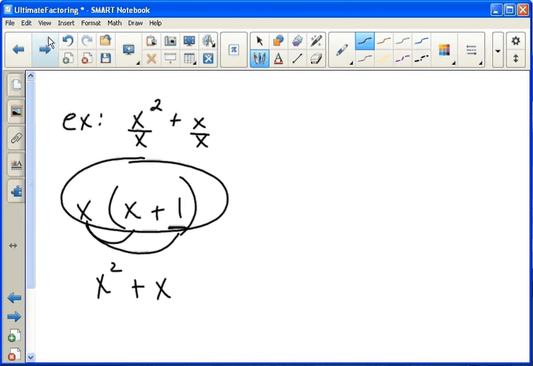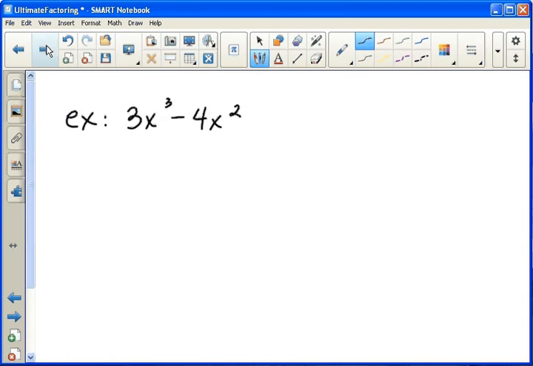Next we have 3x cubed minus 4x squared. Well, first of all, 3 and 4 don't have anything in common other than 1, and it doesn't help us at all to factor out a 1, so we're not going to bother with that. But the two terms do have x's in common. In fact, they both have at least x squared in them, because you want to pick out the greatest common factor, so the biggest term that they both have in common. Since they both have at least two x's to pull out, we can pull out x squared.